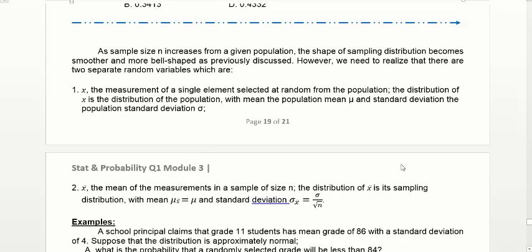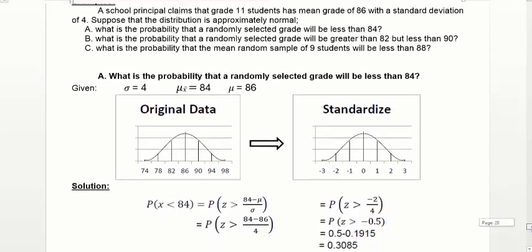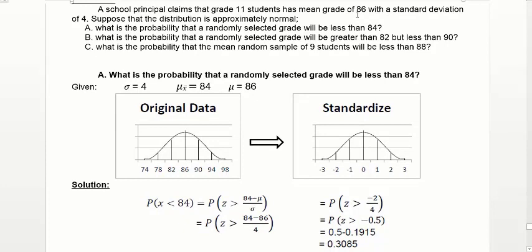So here, a school principal claims that grade 11 students have a mean grade of 86 with a standard deviation of 4. Suppose that the distribution is approximately normal. So let's solve for the probability that a randomly selected grade... Okay guys, I'll just copy-paste this.